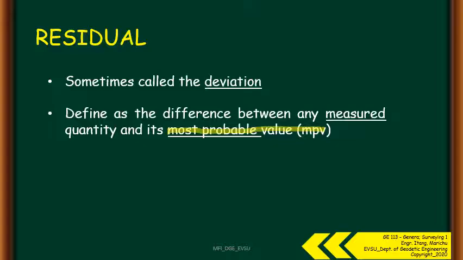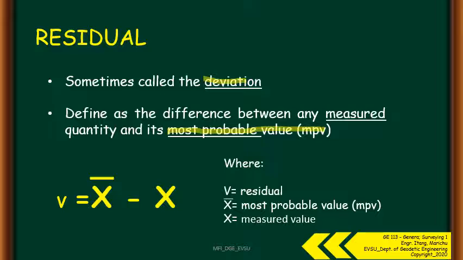For example, yung grade mo sa math is 85, grade mo sa Filipino is, di ba, i-add mo lang lahat, tapos divided by the number of subjects. That will be your average. So, this is the same as the most probable value. So, your residual, your deviation, is equal to V. Your V is the residual. Your X bar is the most probable value. And your X is the measured value. So, you can compute your residual by subtracting only your measured value from the most probable value.